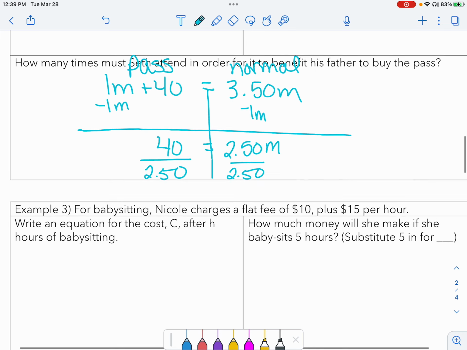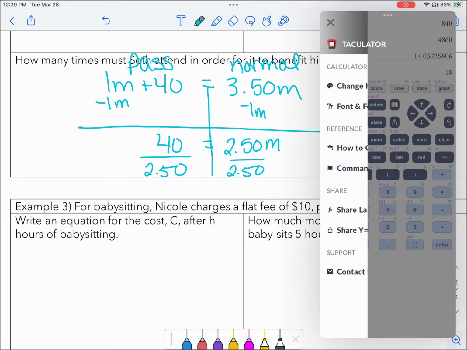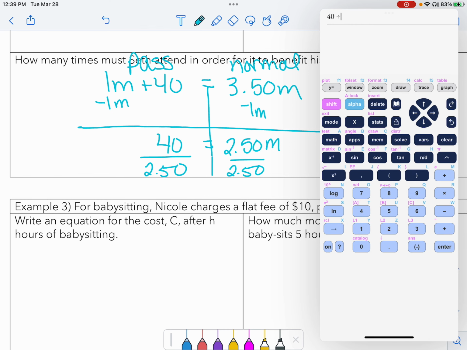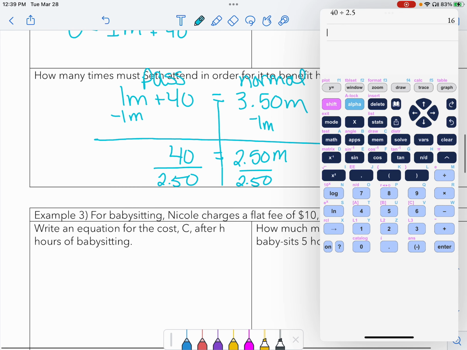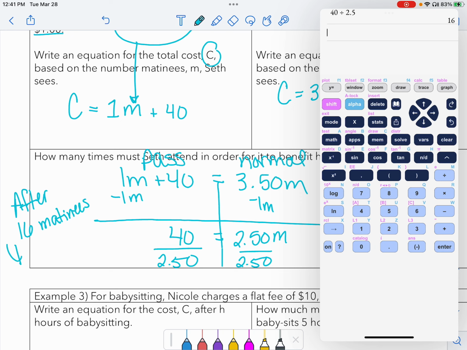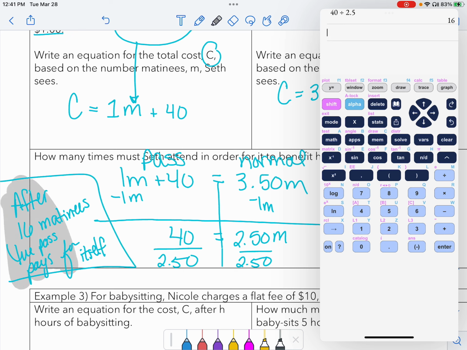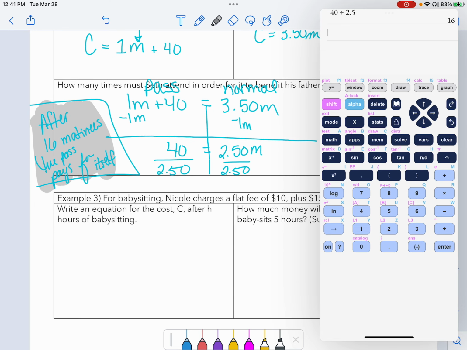I'm going to grab my calculator again. So I'm going to do 40 divided by 2.50. And I'm able to say that after 16 matinees, I'm going to write after 16 matinees, the pass pays for itself. So you set the two equations equal, and then whatever you get, that's how many times you would have to go to the movies in order for the pass to even be beneficial to you.